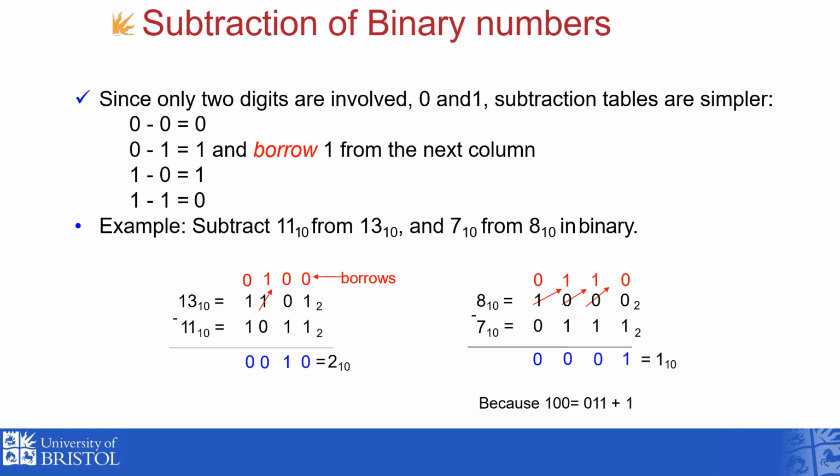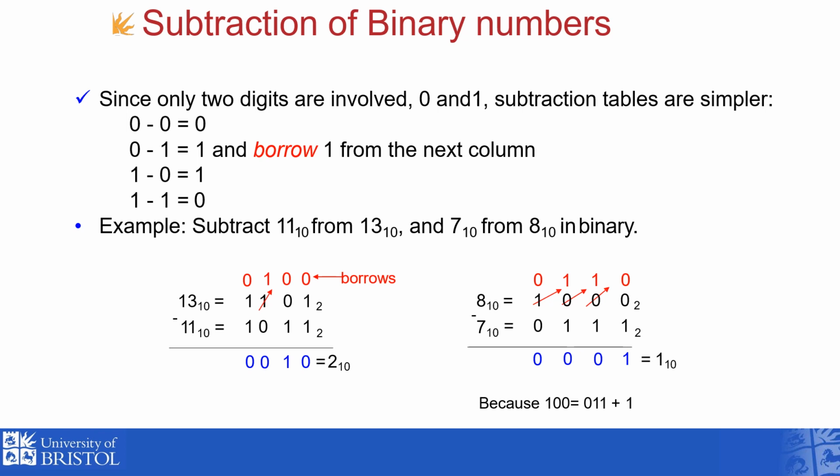The first one is when you try to subtract 11 from 13. Here's what happens. You start with nothing being borrowed, of course, because this is your first subtraction. So it's 1 minus 1, and the result is obviously 0. However, you quickly fall into this case where you need to borrow 1 from the next column, because 0 minus 1 gives you 1, but you need to borrow something from here.